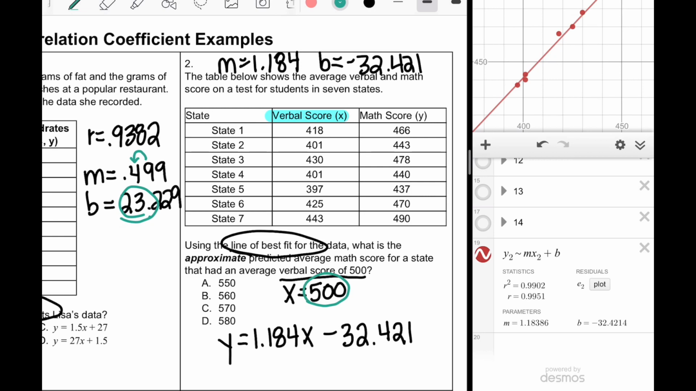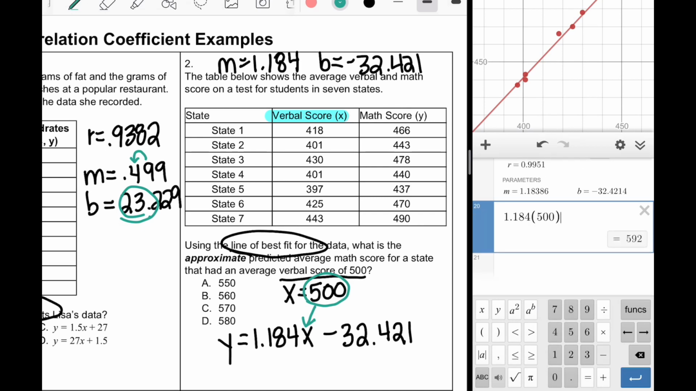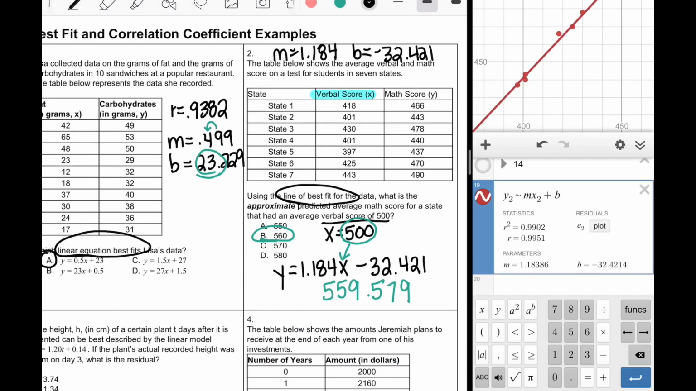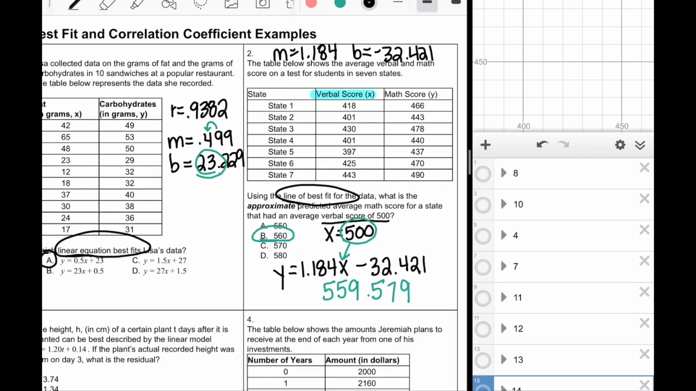This is x equals 500, and I'm going to plug 500 in for x. So I'm going to do 1.184 times 500 minus 32.420. And I got 559.579. Now, if this were all to round up, this would be approximately 560 for the math score. So that was number 2. So I'm going to go delete that, and I'm going to keep going with my next problem.